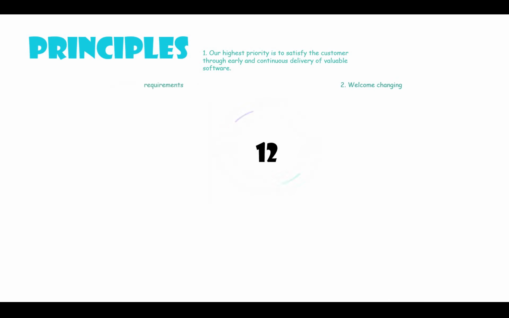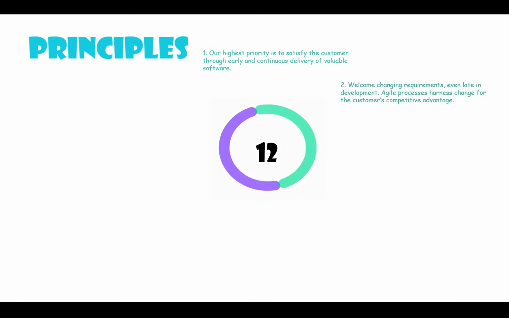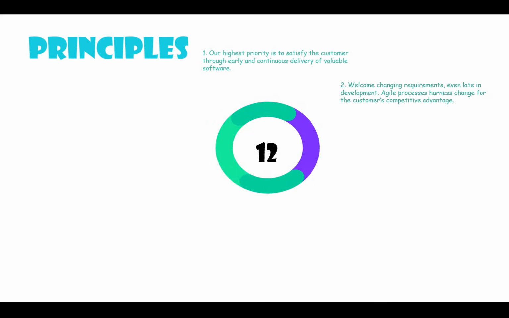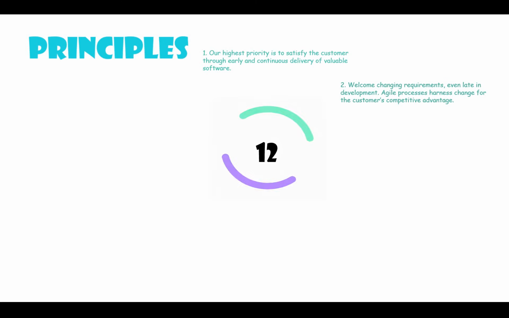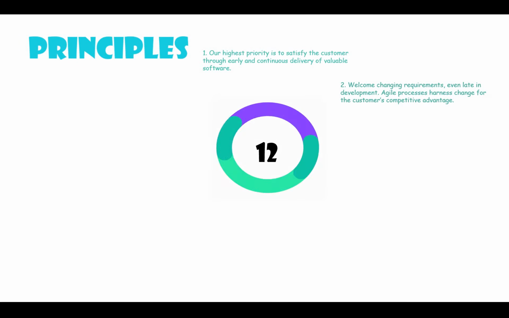Now the second principle is: welcome changing requirements, even late in development. Agile processes harness change for the customer's competitive advantage. So the Agile approach always accepts changing requirements, even late in development, and using this change, we take advantage of the customer's competitive advantage, and we are going to develop the requirement, adapt, and deliver a product.